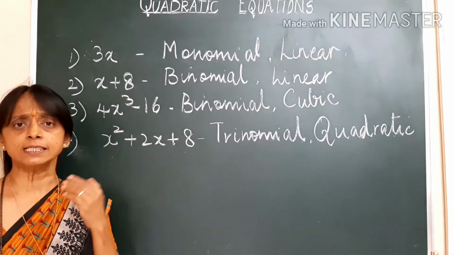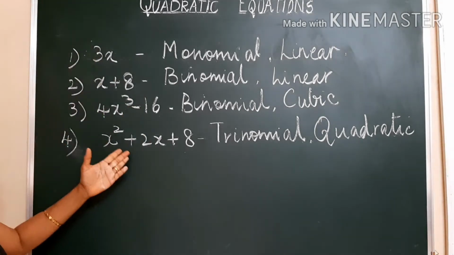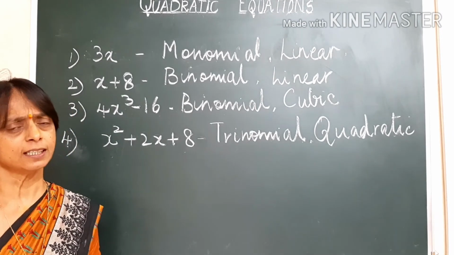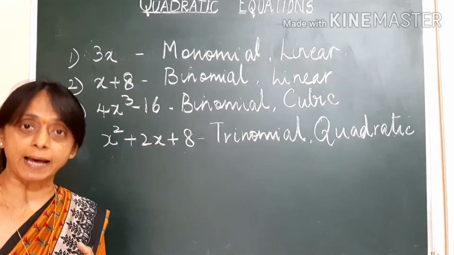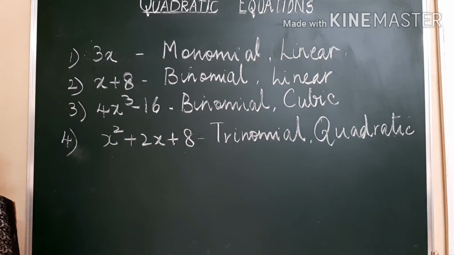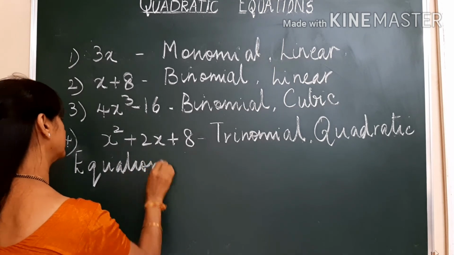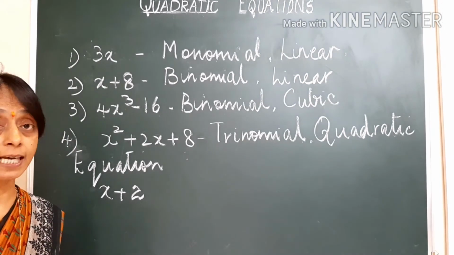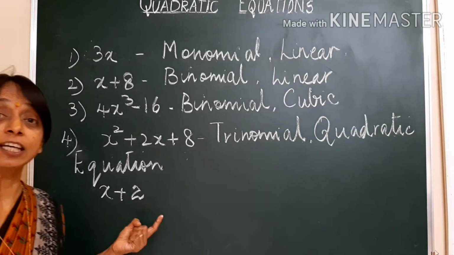Now children, before understanding what is a quadratic equation, let's understand what is an equation. Over here children, in these 4 examples, can you call any of them an equation? Definitely not. Then what is an equation? It is a mathematical statement. So what is an equation? A mathematical statement which contains the equality symbol somewhere in between. For example, x plus 2. When I write x plus 2, it is called a polynomial. Can I call it an equation? No, because there is an absence of an equality sign.